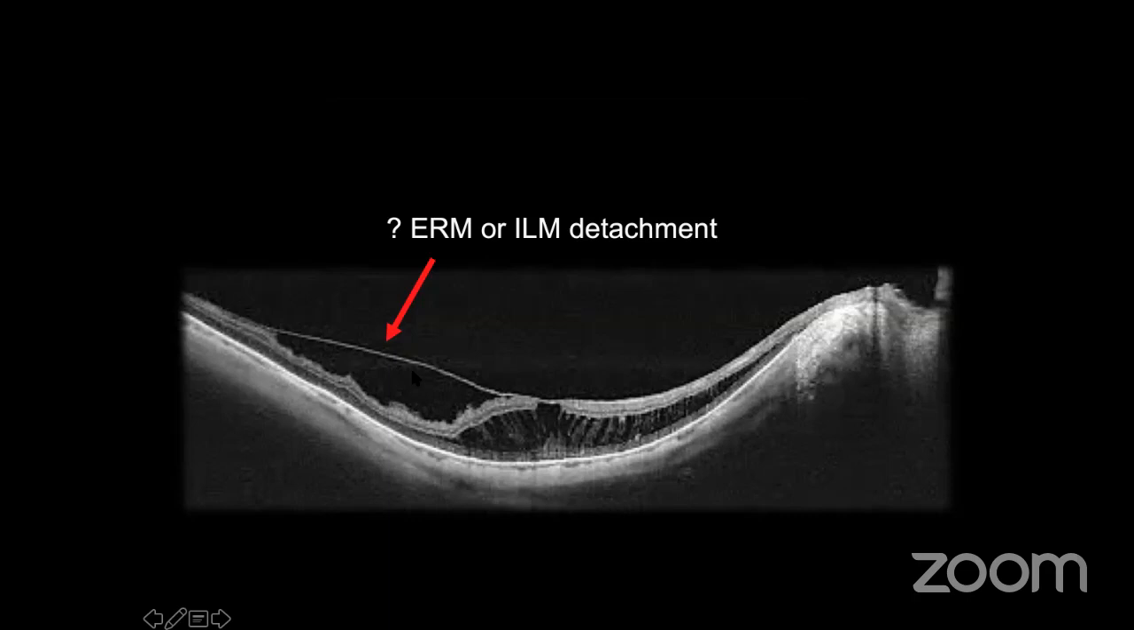And sometimes it's tricky to differentiate these changes from whether it's an epiretinal membrane or just simply an ILM detachment. I'll share that with the audience. So at the end, I'll be grateful if you can tell me, what do you think? Is this an epiretinal membrane or just an ILM detachment?